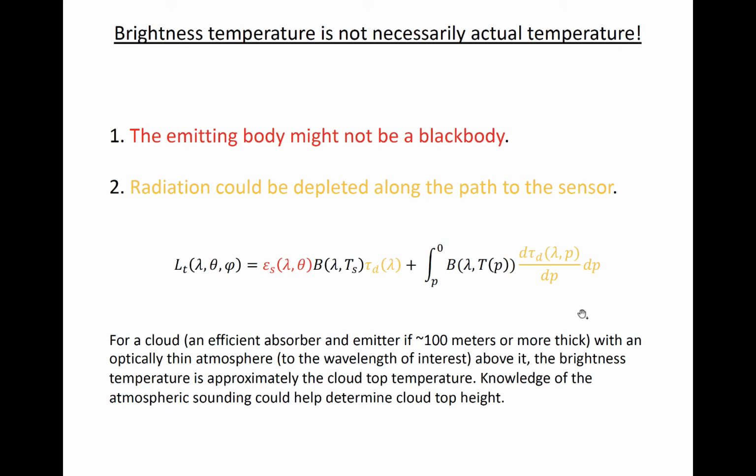Second, extinction of radiation could occur as it propagates upward through the atmosphere. Furthermore, the rate of extinction may change with height. Therefore, the brightness temperature observed may be representative of radiation emitted from various different altitudes, including the surface. The vertical derivative of direct transmittance is known as the weighting function, which will be covered with more detail in the next module.